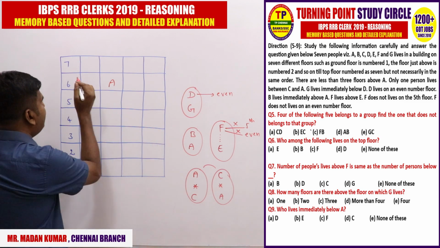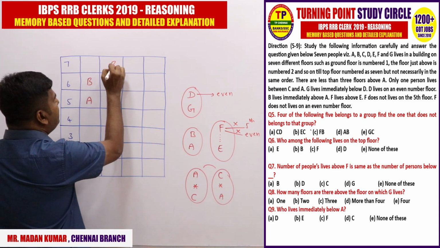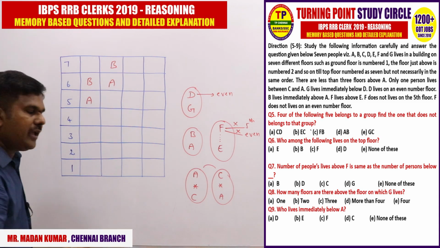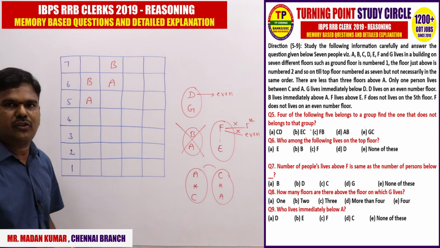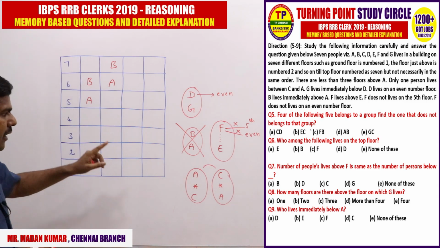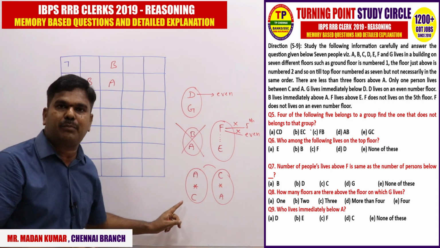So above A, B is there. So this possibility, above A, B is there. One more possibility. Once secondary information is filled up, you just cross it out. Now see what other information, connecting statements, are being given.